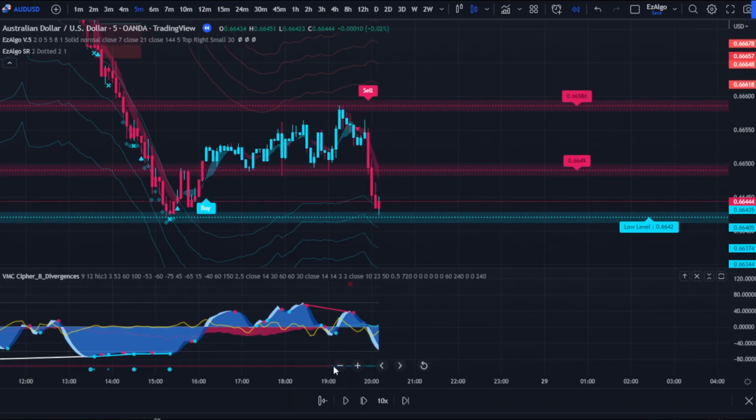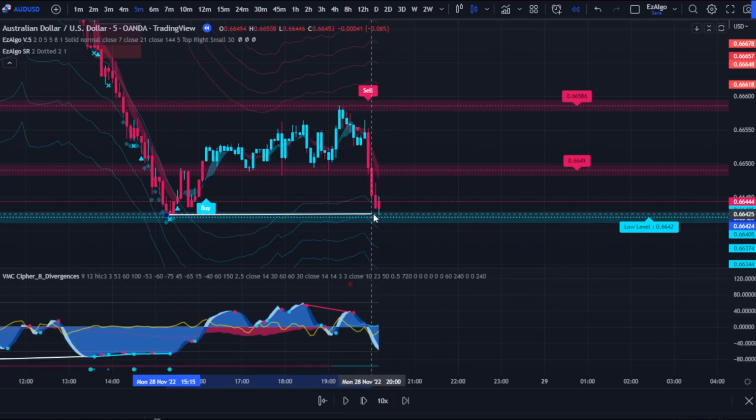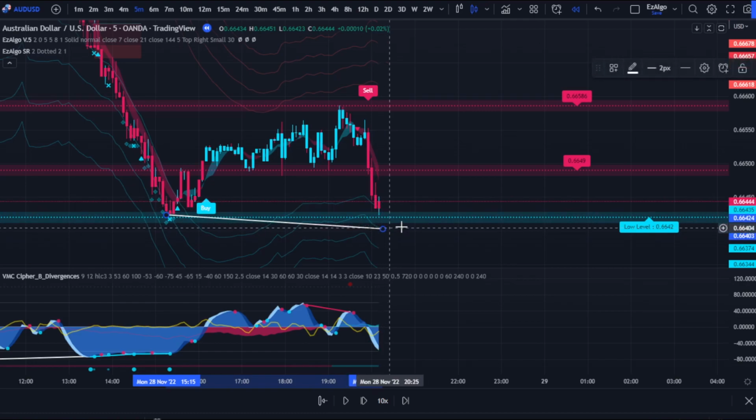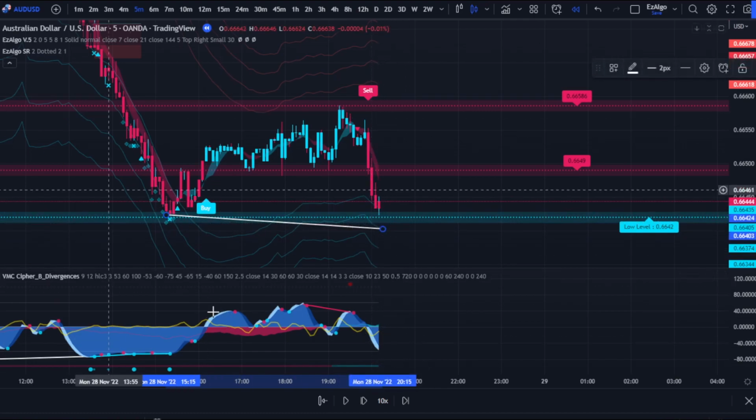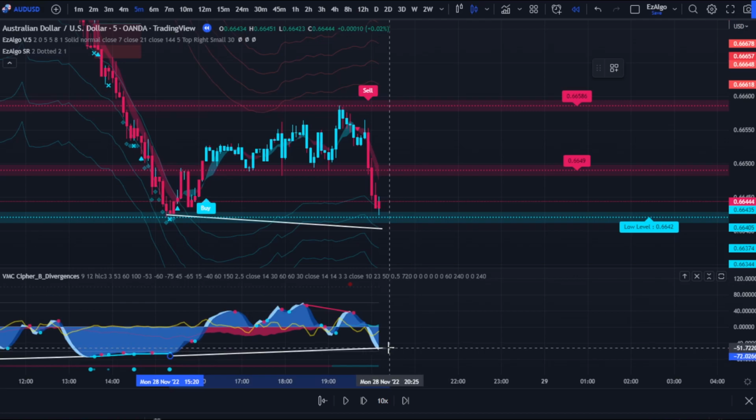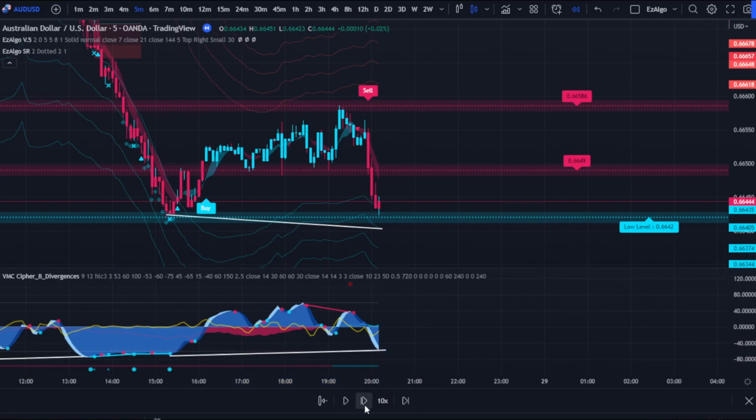We have that EzAlgo sell signal as price is coming down to this low level. And it looks like we're actually forming a potential bullish divergence, right? Price is making a lower low, or at least hitting that low level, right? So it's not really making a lower low, but it's coming right down to the support level. And it looks like we could see a bullish divergence here on Vumanchu Cipher B. So we're gonna let this play out a little bit more.